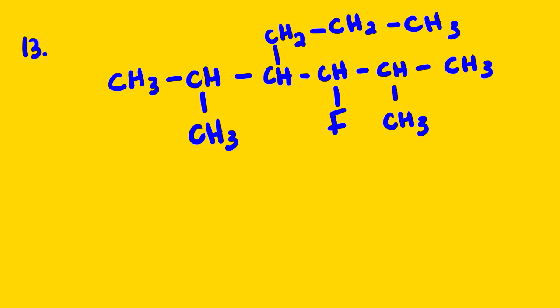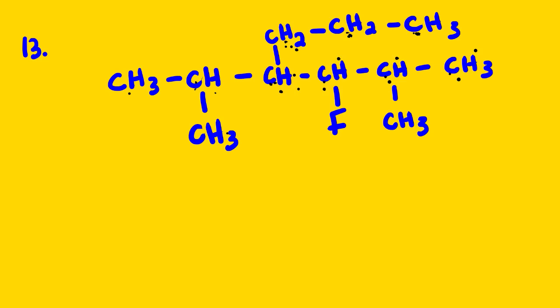Now, looking at this, we have to identify the longest chain first, so that we can know the location of our substituent. Starting from left to right, we have 1, 2, 3, 4, 5, 6. We have 6. Then 1, 2, 3, 4, 5, 6, 7, we have 7. We start from here, 1, 2, 3, 4, 5, 6, 7, we have 7. So you can see that the longest chain is actually this one.